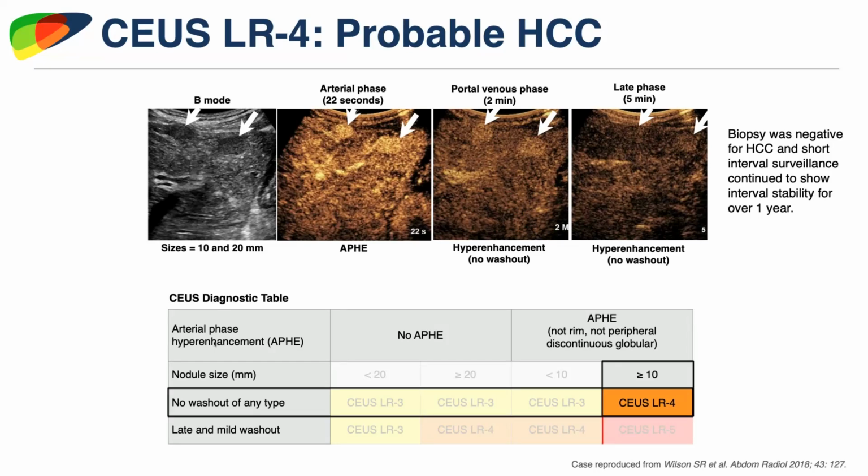Briefly, here are some LR4 probable HCC observations. A couple of hyperechoic nodules in the anterior part of the liver, measuring 10 and 20 millimeters respectively, showing arterial phase hyperenhancement, but persistent enhancement relative to the adjacent liver, no washout. And as you can see with the diagnostic table, that qualifies as an LR4 observation.